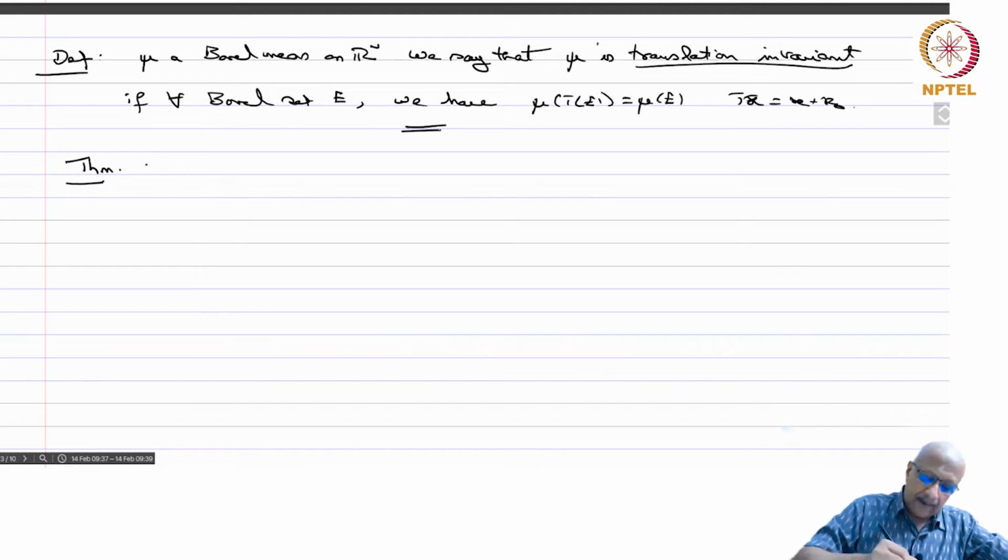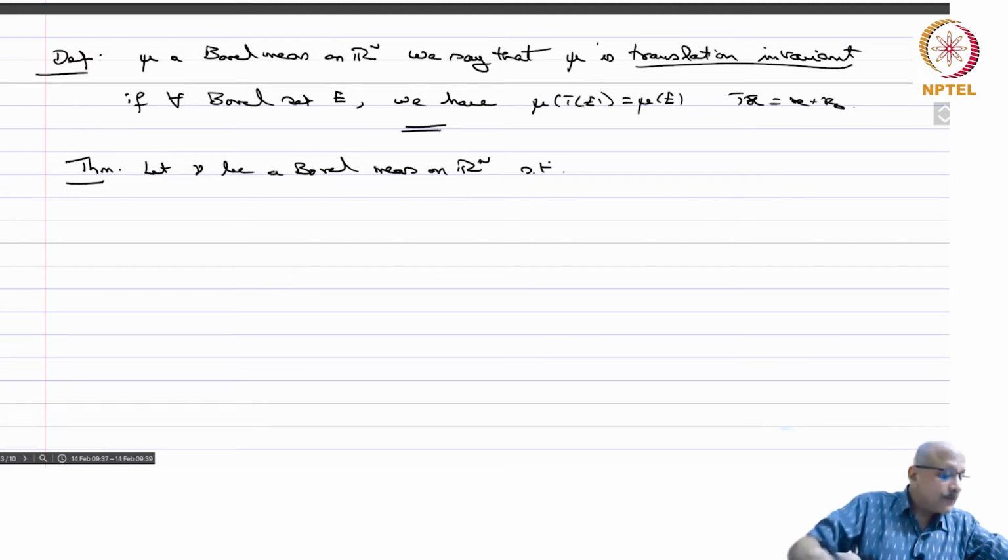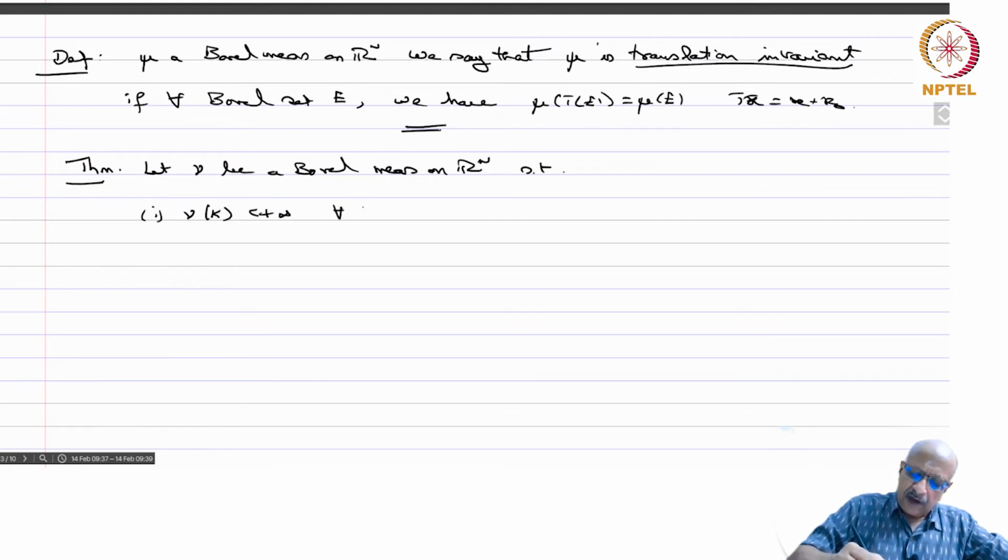Okay, let nu be a Borel measure on Rn such that one: nu of K is finite for every compact K contained in Rn.